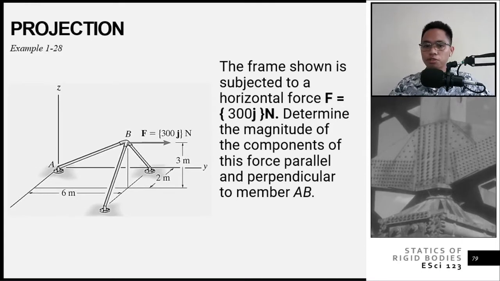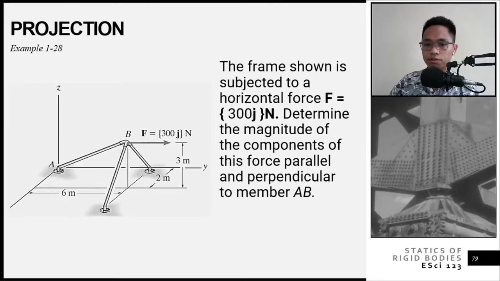The frame shown is subjected to a horizontal force F, which has a Cartesian form of 300 j Newton, meaning it is along Y only. That is why there is no i and no k, only the Y component. Now determine the magnitudes of the components of this force parallel and perpendicular to member AB. So the given line that we need is AB.